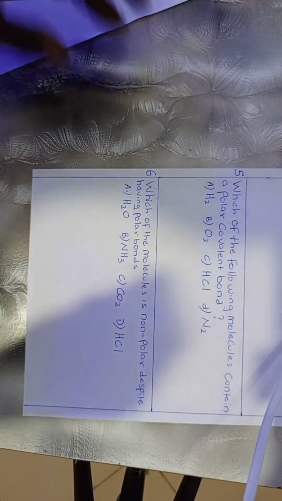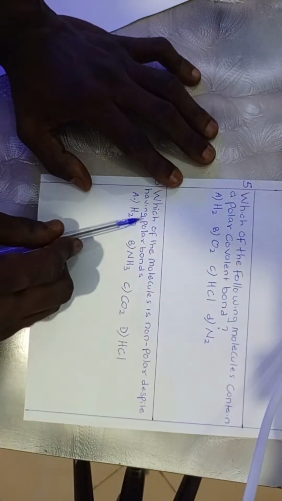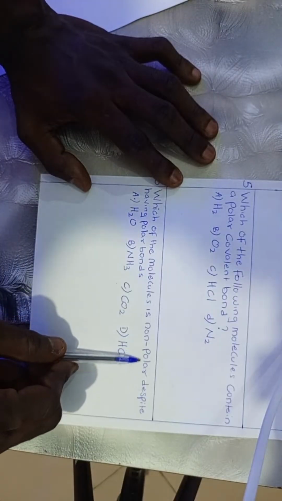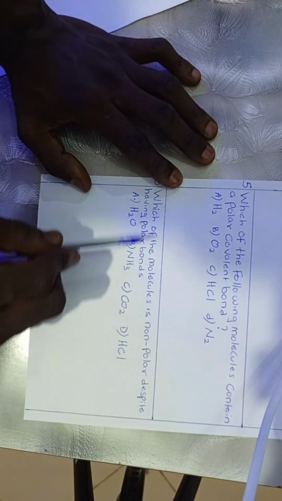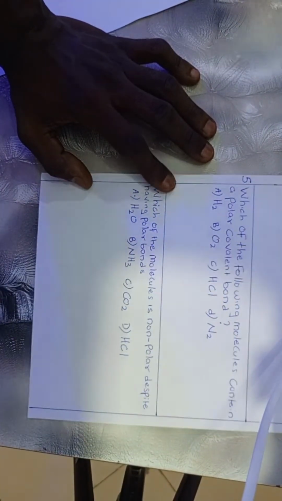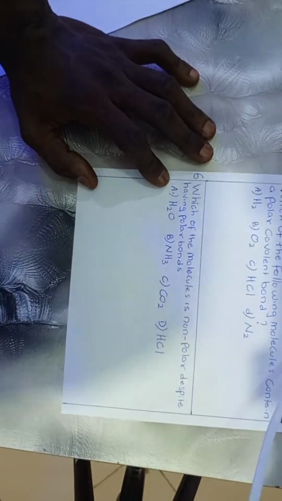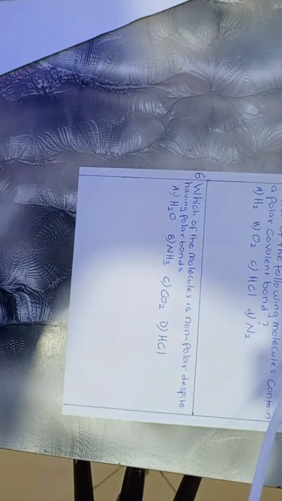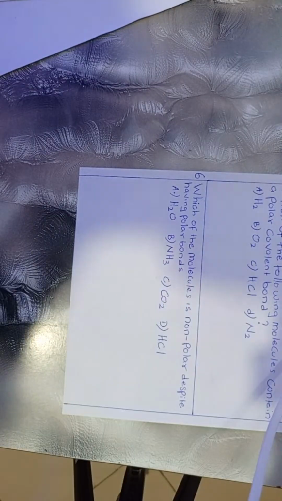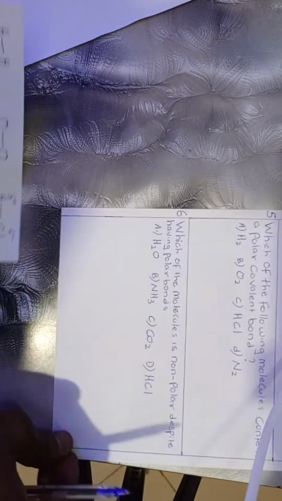Question number 6 says, which of the following molecules is non-polar despite having polar bonds? Now, I'm going to teach you something very special here. A molecule can have polar bonds, but in the end, the molecule is what? Non-polar. Let me give you an example.